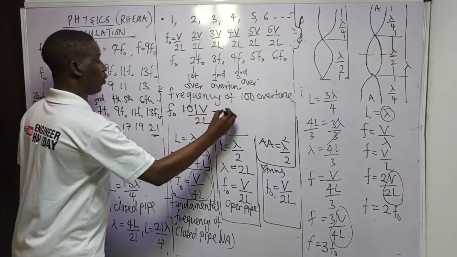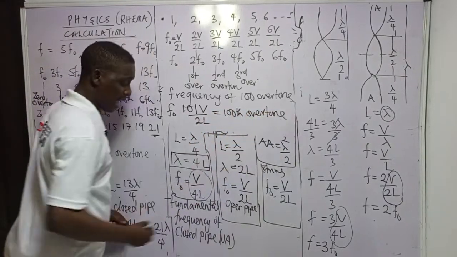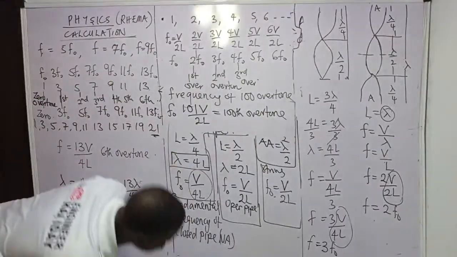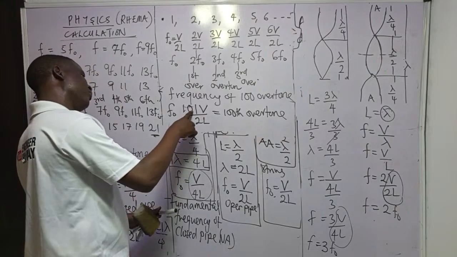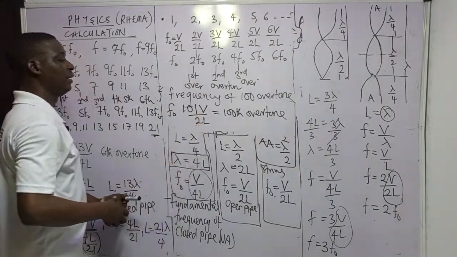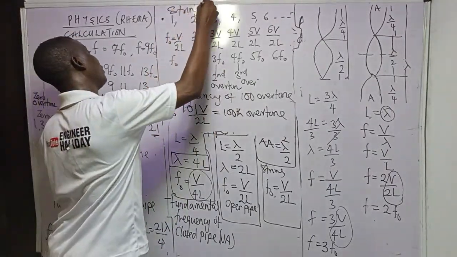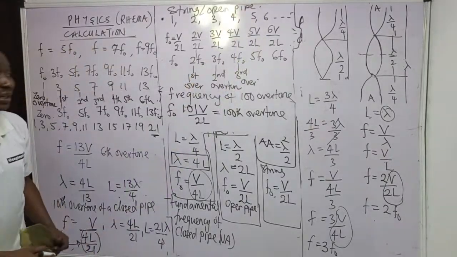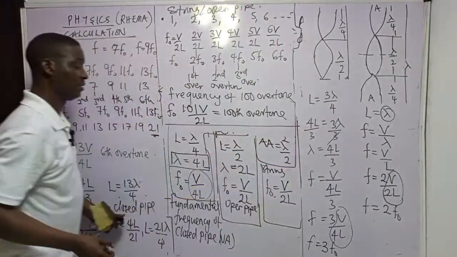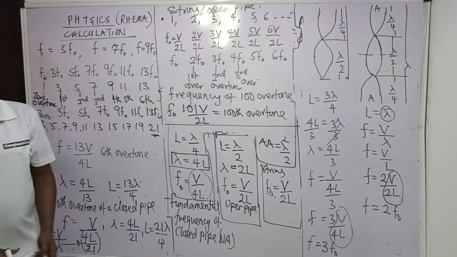This is for 100 over 2. If I ask you for 6 over 2, 6 over 2 is 7V over 2L. And this formula applies to both strings and an open pipe. Please take note of that. So you can send questions so that we can apply it to this. I've explained it for you quickly because that one is more or less like a formula, so it's not something that will take time.